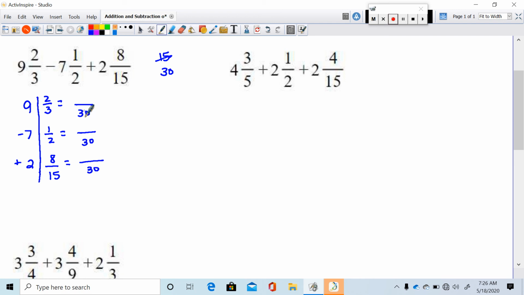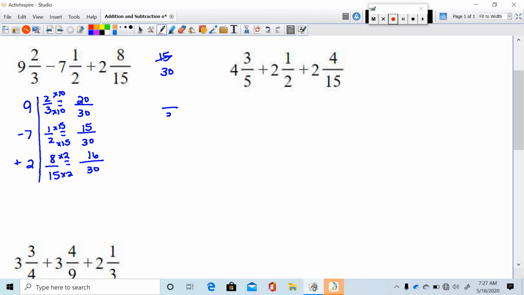Now I go ahead and divide. 30 divided by 3 is 10. If I multiply the denominator by 10, I have to multiply the numerator by 10. 2 times 10 is 20. 30 divided by 2 is 15, so I'm multiplying both numerator and denominator by 15. 1 times 15 is 15. And 30 divided by 15 is 2. Multiply 8 by 2 and you get 16. Okay, so keep your denominator of 30.